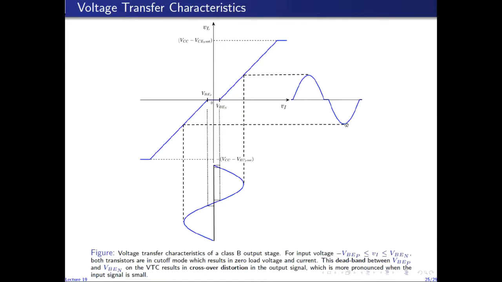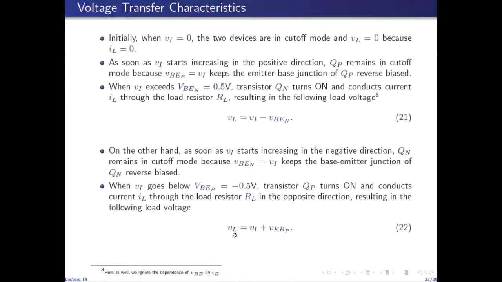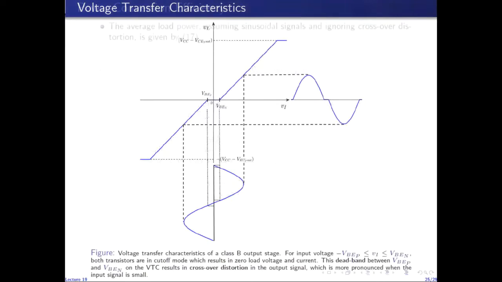But again, as was the case for the positive peak, the negative peak is smaller for the output voltage. The negative peak is smaller than the negative peak of the input voltage by about 0.5 volts or so, because VL is equal to VI plus VEB. So when VI is at its negative peak, there will be some voltage added to the negative peak of VI to get VL. So VL is smaller in magnitude at the negative peak than VI.